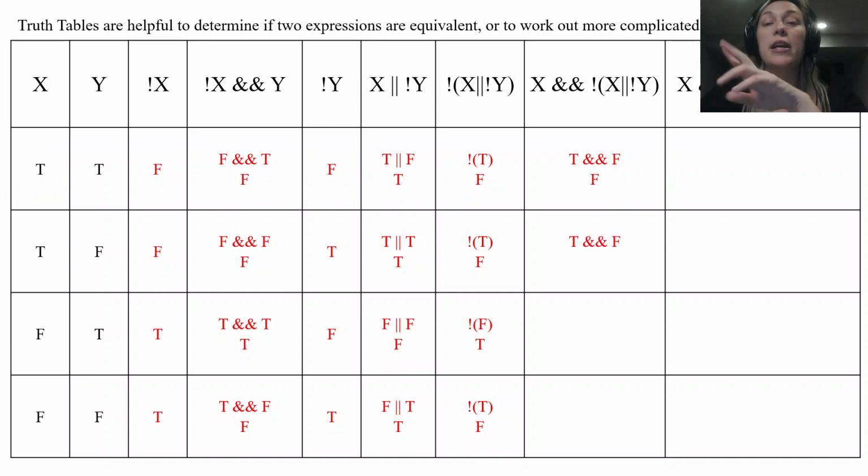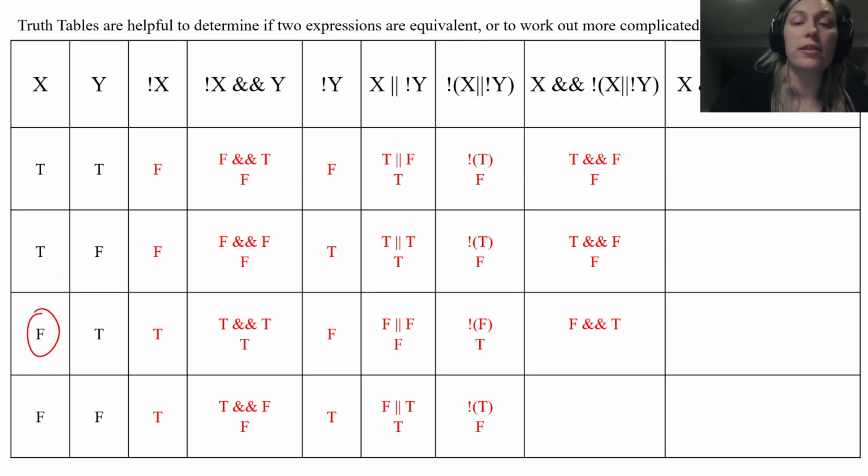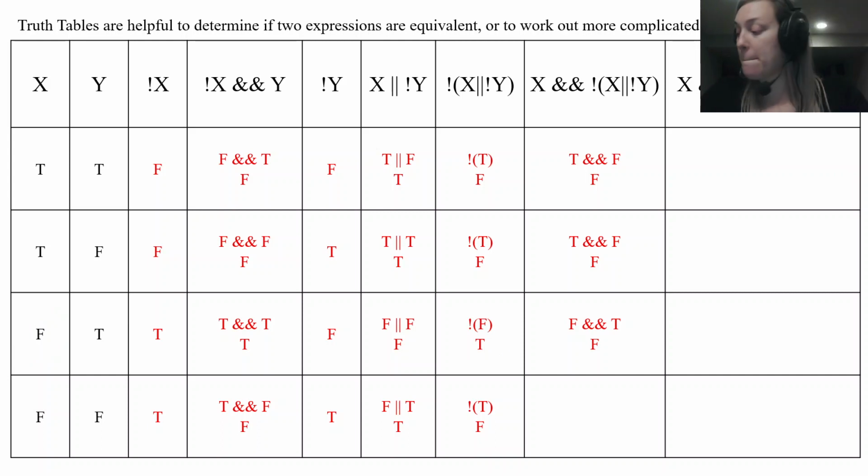Okay. Then I have true and false. Again, I'm getting that from this row and this row. True and false also evaluates to false. I got false and true. It's going to evaluate to false. And my last one, false and false, also evaluates to false.